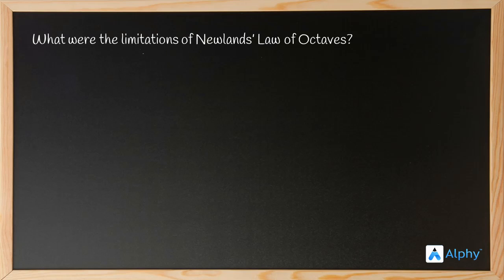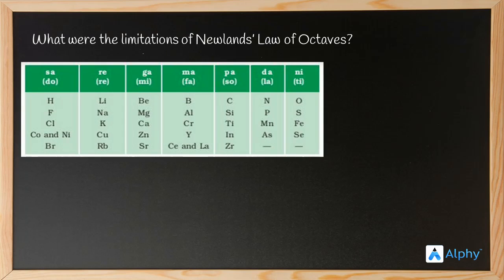Hello everyone. Today we will have a question. What were the limitations of Newlands' law of octaves? Let's see. As told by Newlands, lithium and sodium show similar properties. Beryllium and magnesium show similar properties. Boron and aluminum show similar properties, because the first element and the eighth element show similar properties.